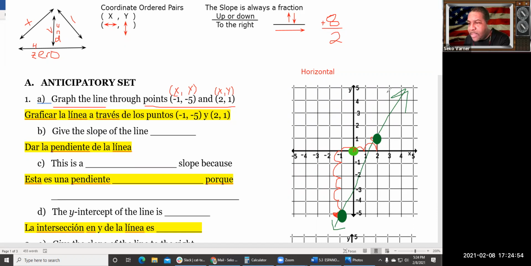Now, is this positive? The line's going up. So let's look over here. Ooh, this shows you that it's a positive line. So we're going to put it over here that it's a positive line, just to kind of remind ourselves. Okay. So we graphed a line and we did the points. Give the slope of the line.